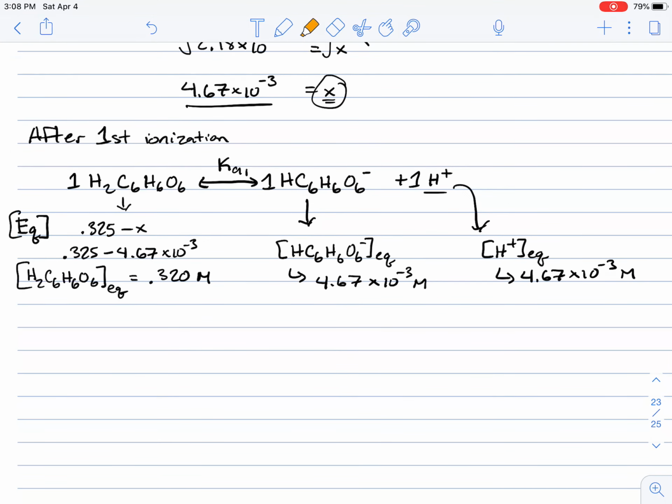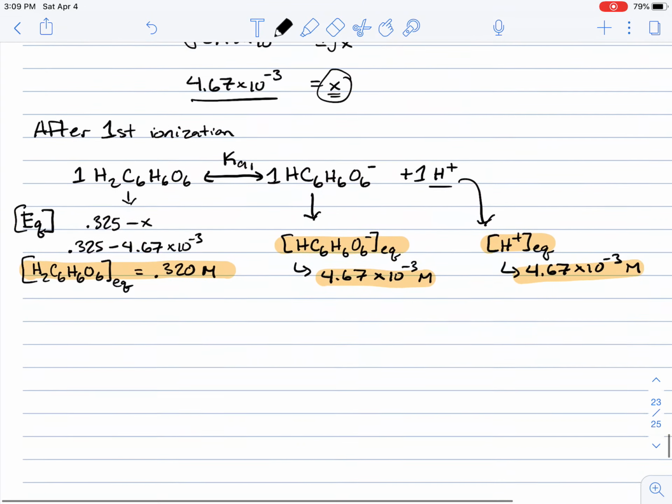And so it's important for me to do this because what we're going to do later on is compare and contrast these values after we tabulate the equilibrium concentrations after the second ionization. Okay? I'm just going to leave this here for now, and I'm going to perform another ICE table to determine the equilibrium concentrations of these substances after the second ionization.